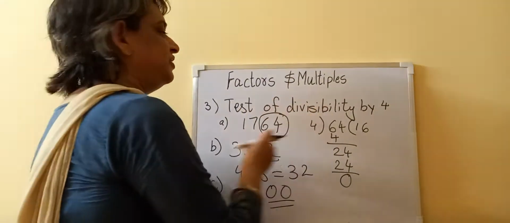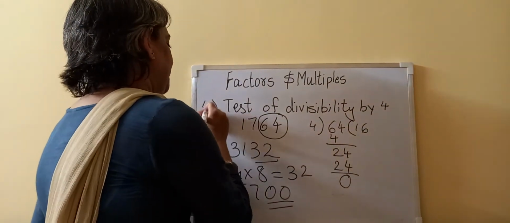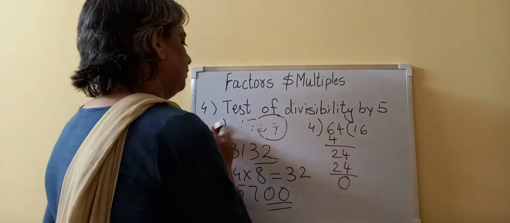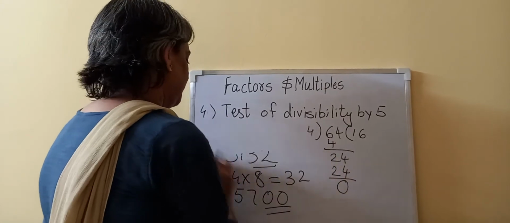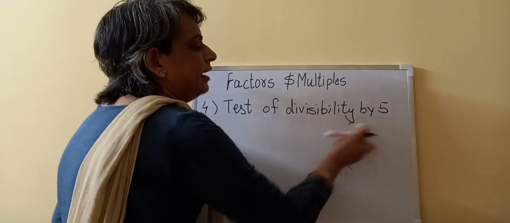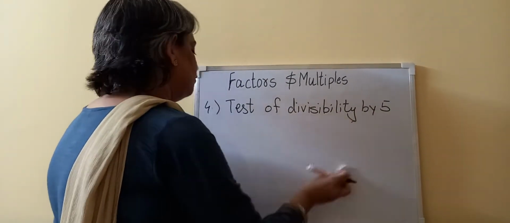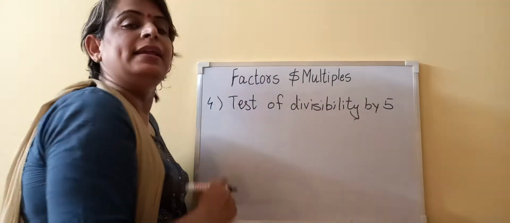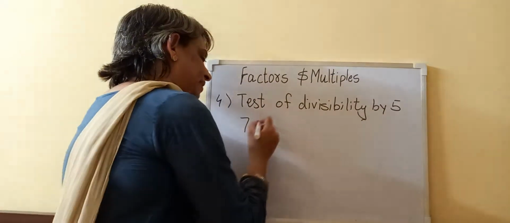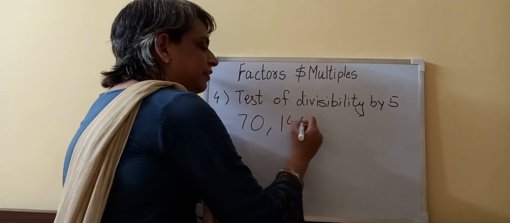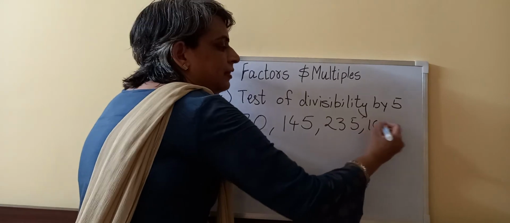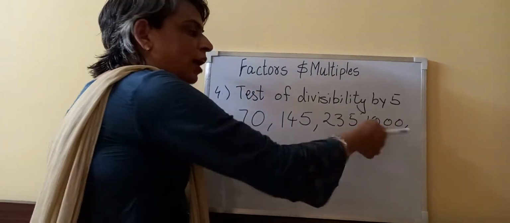Now, test of divisibility by 5. The rule of 5 is also very easy, children. In the rule of 5, what you are going to check is only the last digit of the number, the one in the ones place. Suppose I have written here 70, 145, 235, 1000. Okay, all these numbers.